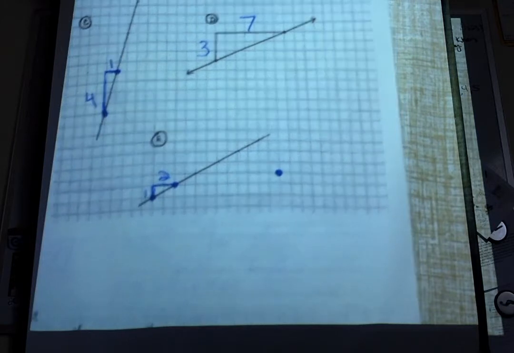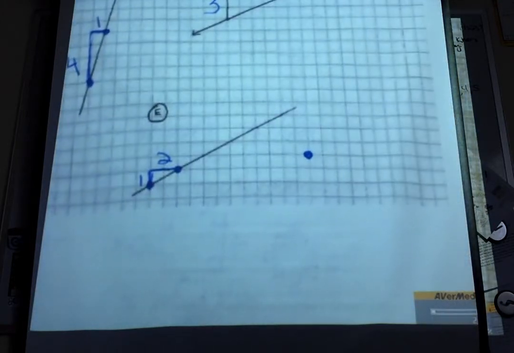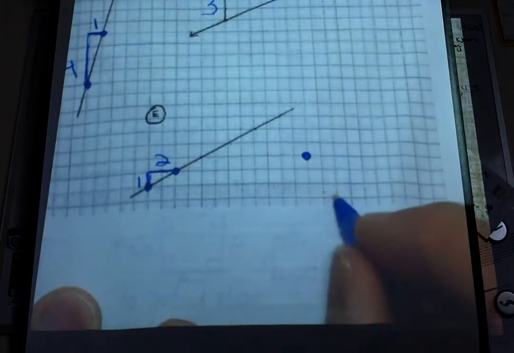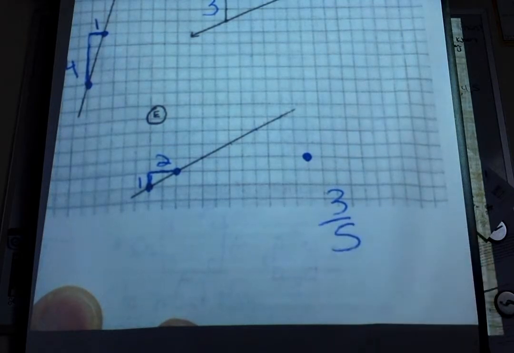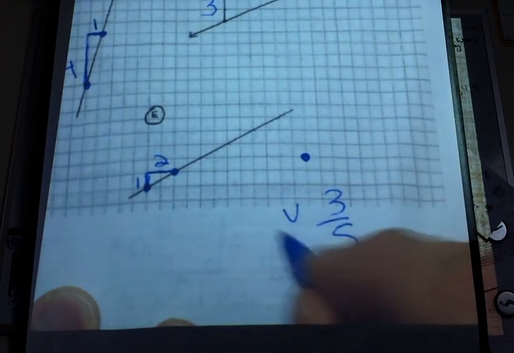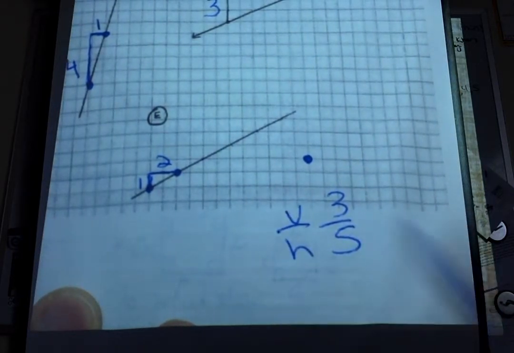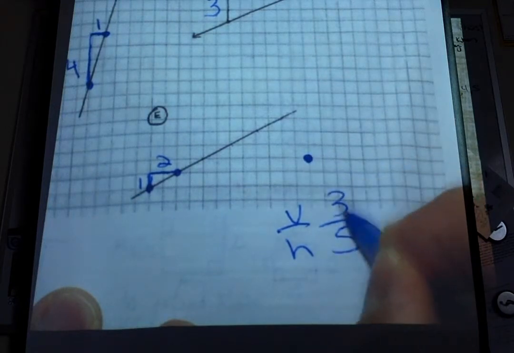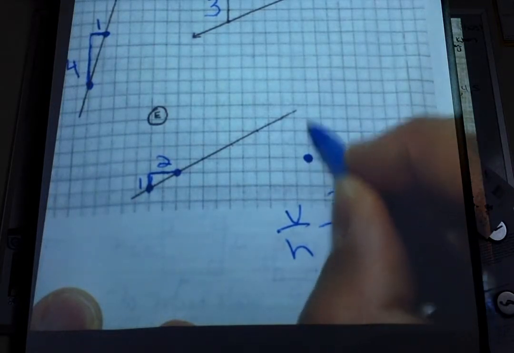I'll zoom in. So I'm just going to write our slope. We need 3 over 5, vertical distance over horizontal. So from that point, I'm going to follow my vertical, which means I'm going to go up 3. 1, 2, 3.